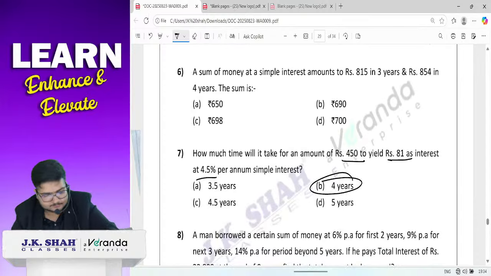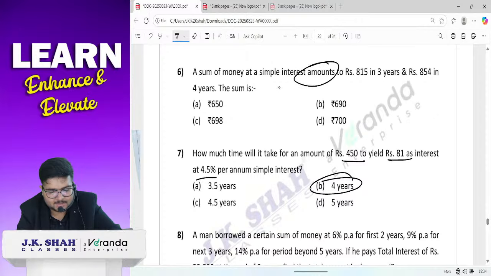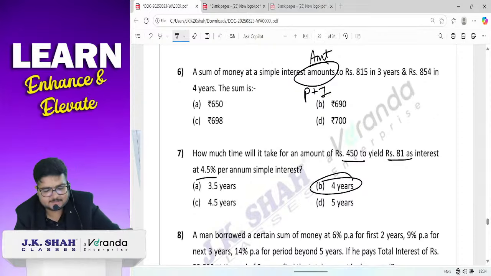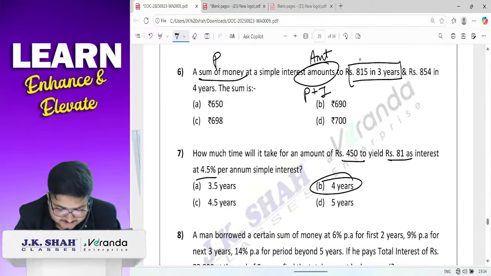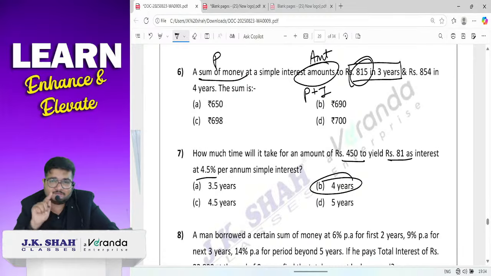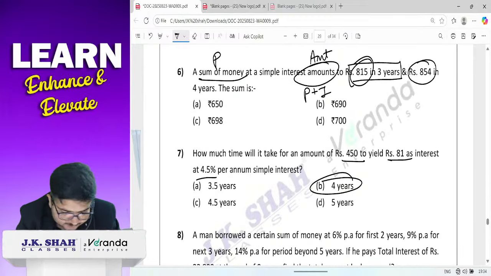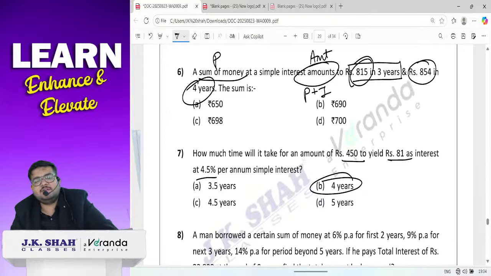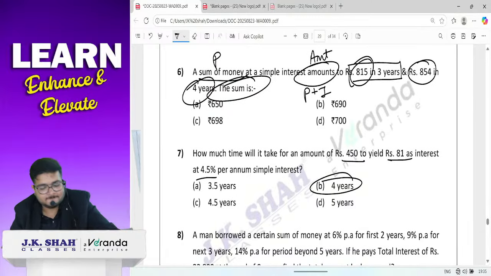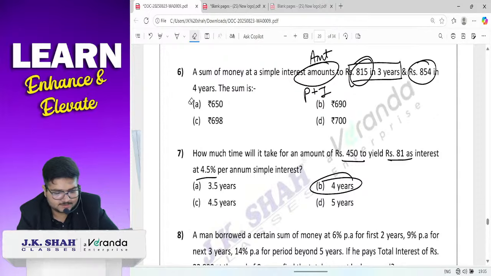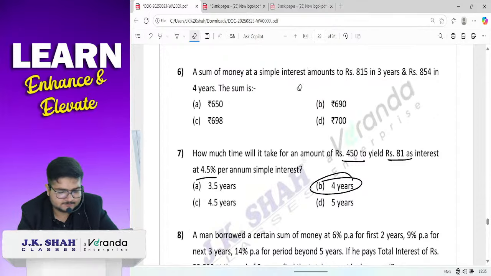Sixth sum. A sum of money at simple interest amounts to, which means this is the amount. Amount includes principal plus interest. A sum of money means principal. A sum of money, the principal, amounts to 815 in 3 years. That means 815 is the amount of 3 years. And 854 in 4 years. That means 854 is the amount of 4 years. You have to find the sum. Sum means principal. Understood the sum? Let us solve this.